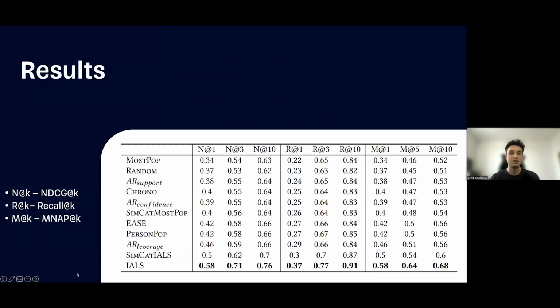And as we can see, the best explanation generated is pure ALS. Also, we got some interesting results, like the explanation quality of the personal popularity method is not good enough, or SimCat ALS performed worse than pure ALS. This is most likely caused by different price ranges within the same category.